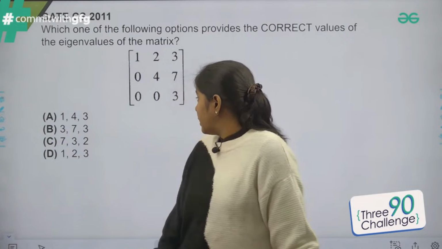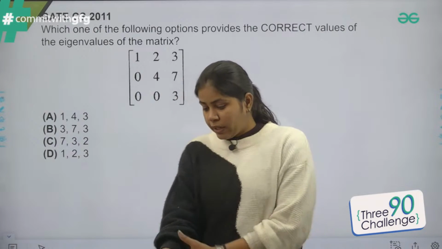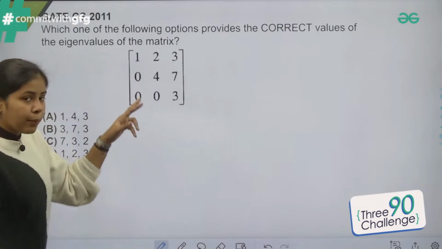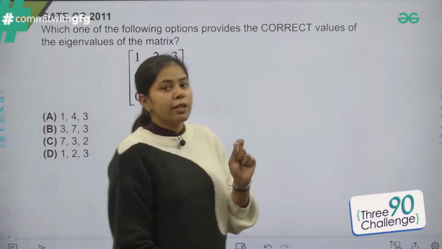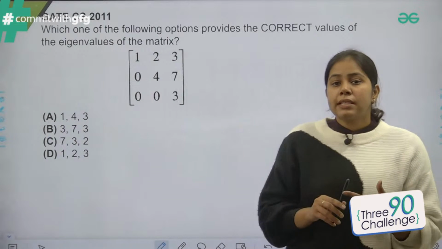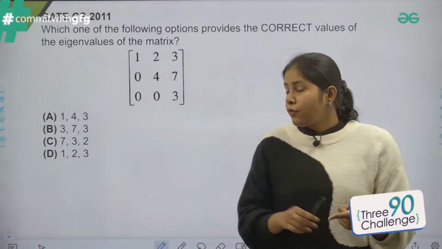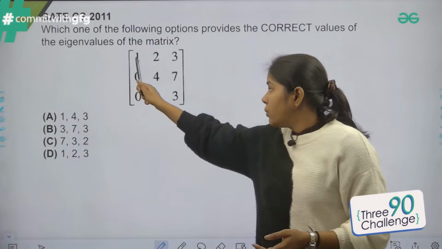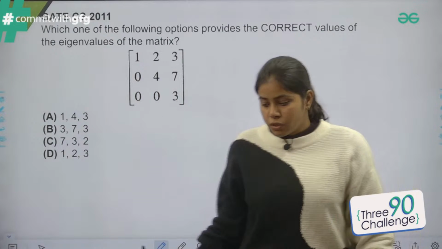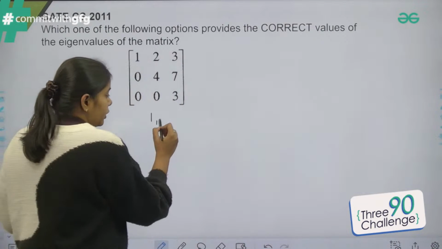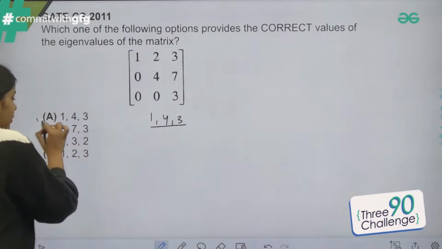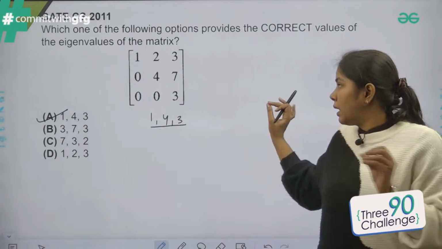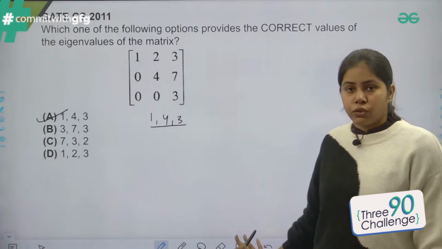Okay, Danish has given the answer 3, 1, 4, 3. Okay, anyone else, guys? So guys, you can see that this is an upper triangular matrix. And if you remember, one of the important properties of eigenvalues is that if you have a diagonal matrix, an upper triangular matrix, or a lower triangular matrix, then the eigenvalues occur on the diagonal entries. So on this diagonal we have the values 1, 4, 3. So that means these three are the eigenvalues. I'll directly take 1, 4, 3. I'll not go for any other option or any solving or any solution.